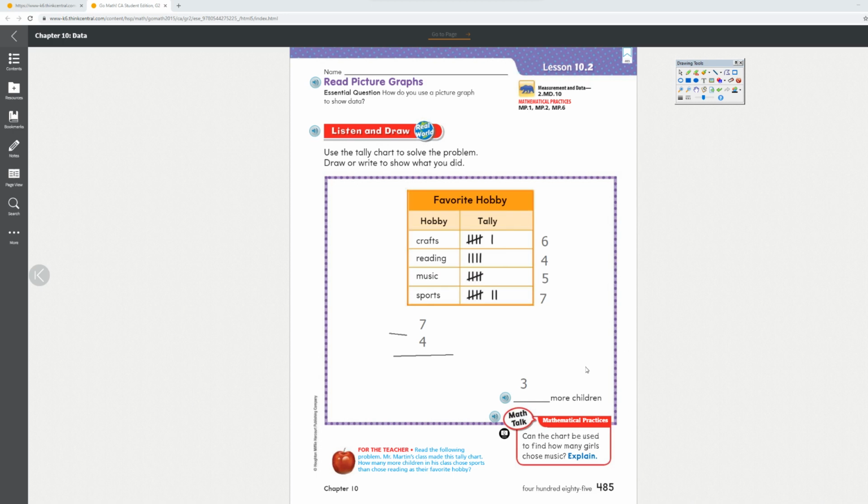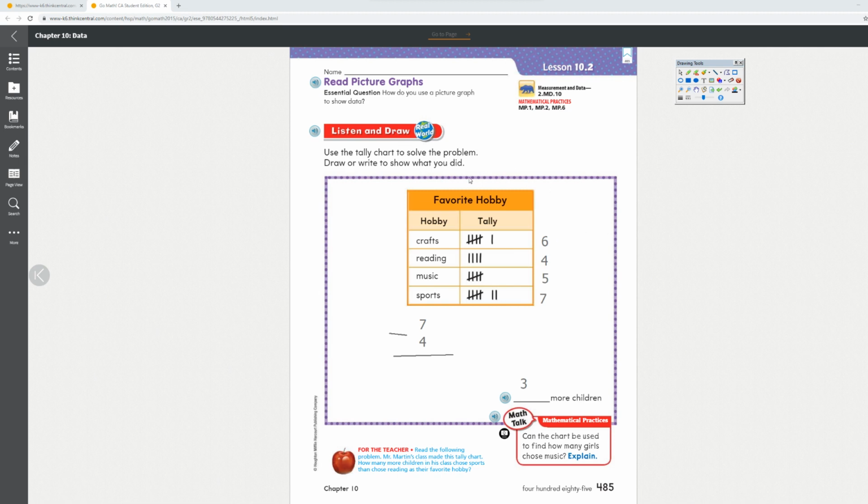Okay, so let's also go over the math talk. So here's a good question. Can the chart be used to find how many girls chose music? So let's go over that. Let's explain how we can figure that out. So it's asking if it's possible to figure out how many girls chose music.